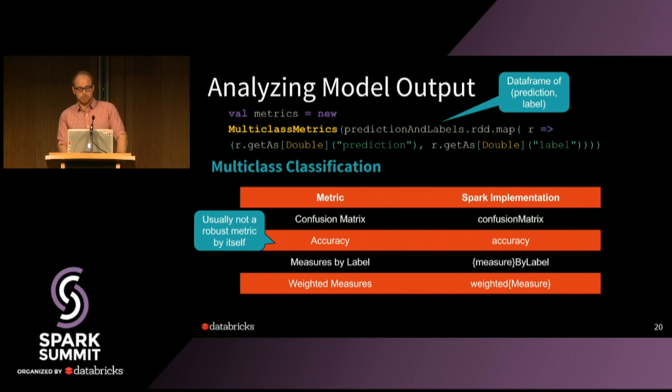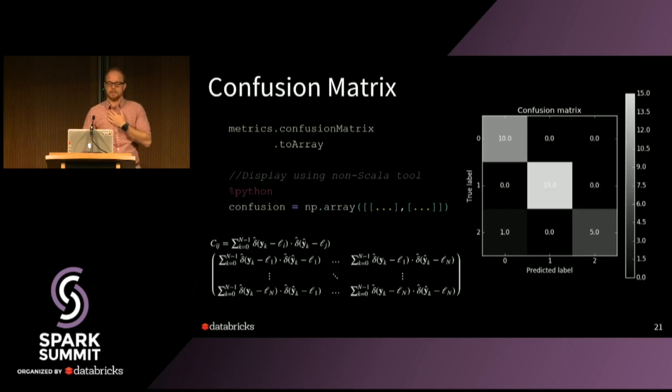We also have measures by label and weighted measures. So let's talk about the confusion matrix. This is obviously the most popular. We get asked all the time, how do you plot a confusion matrix inside of Databricks? And we actually tell you to go use some sort of third-party package, because Python or R are much better for this than Scala.